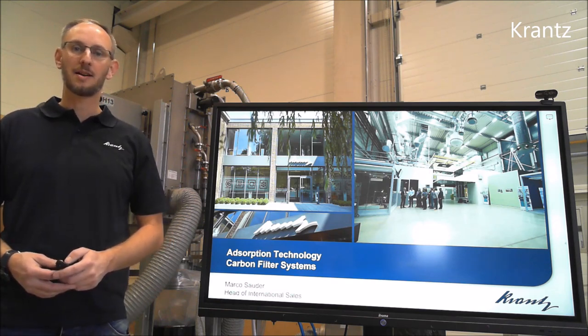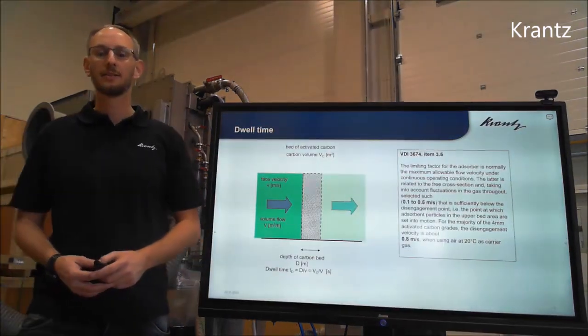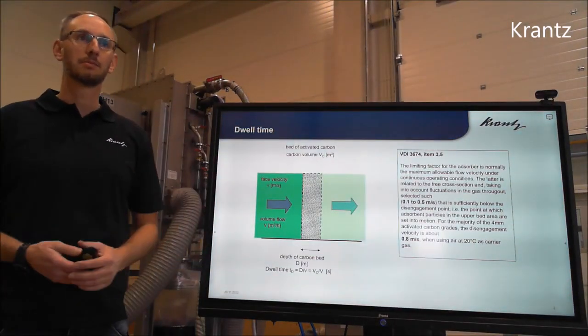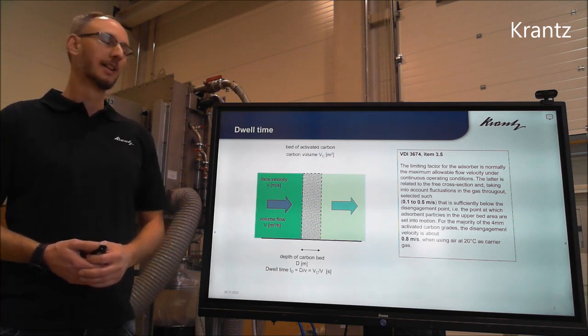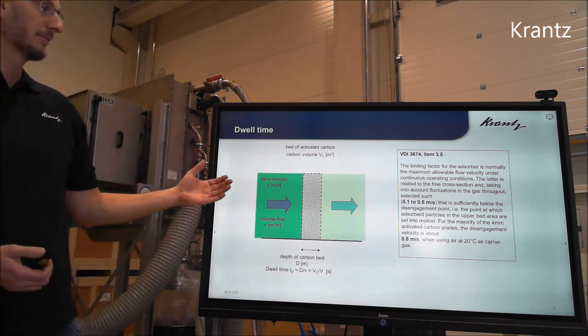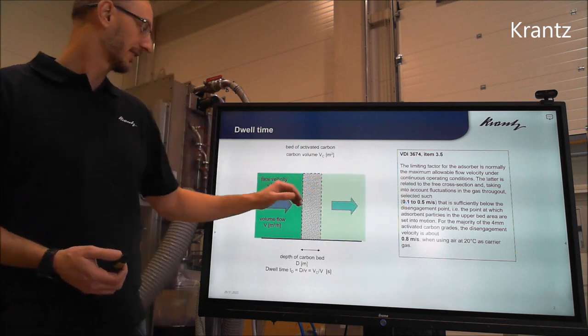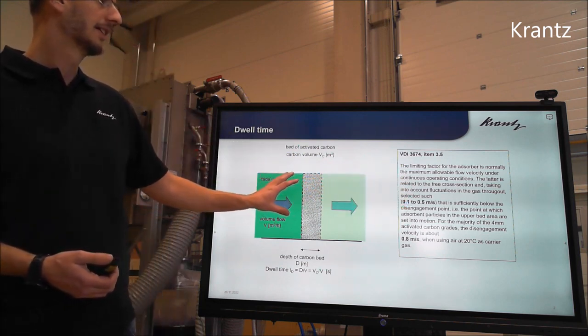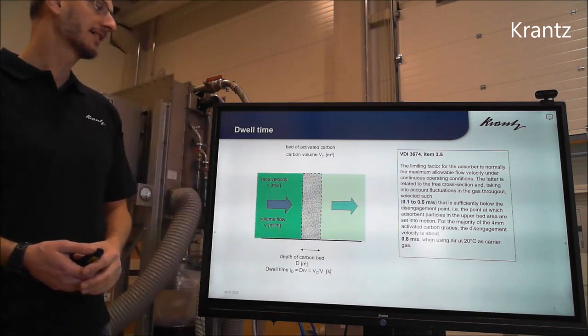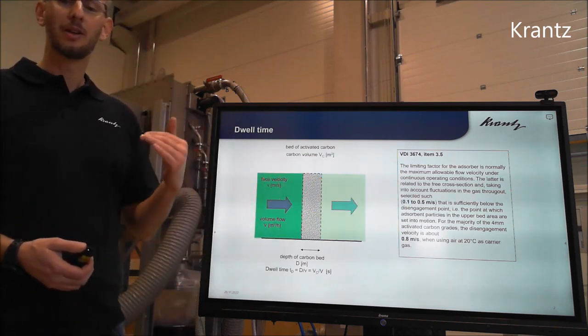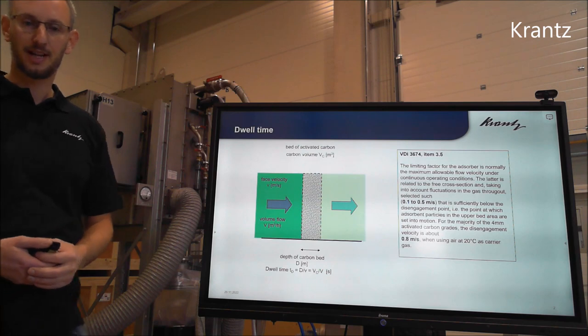When we speak about carbon filtration systems, we need to also define the selection criteria for the carbon filter systems. One limiting factor is the phase velocity. The phase velocity needs to be in a range from 0.1 to 0.5 meters per second, so that we are below the disengagement point of the carbon.